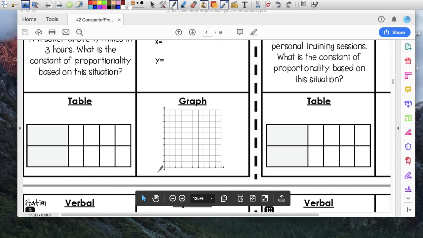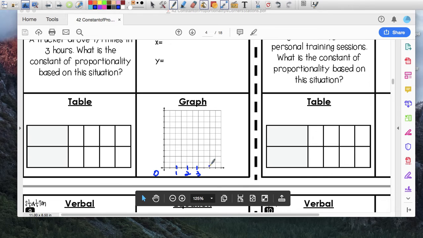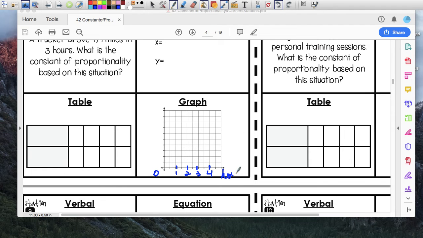move. So again, 0, 1, 2, 3, 4, and that I think was miles. No, hours. Now it disappears, and then minutes, and miles are going to be over here. And I think we went by 57, 114, 171, and 228.